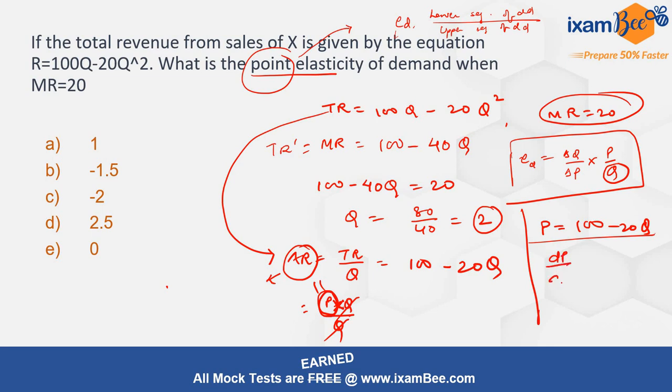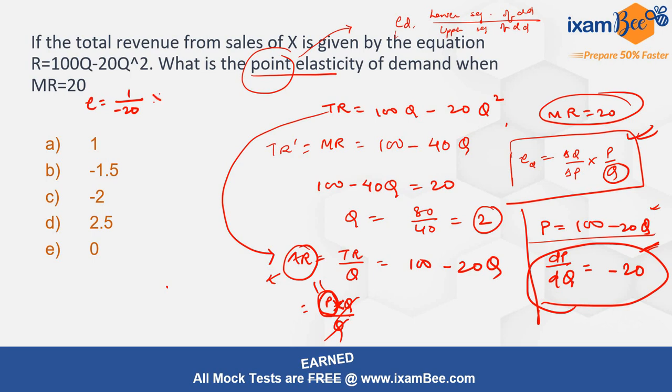You have dP upon dQ equal to minus 20, right? So the inverse is what you have to use in the elasticity formula, and you also have the price given to you. Now with all this information I can quickly find elasticity. Elasticity is delta Q upon delta P, so this is the inverse of this, which is 1 upon minus 20, into price. Price is 100 minus 20Q. What is Q? We just found out it's 2. So I can write this as 2 upon Q, and Q is 2. Now solve this.